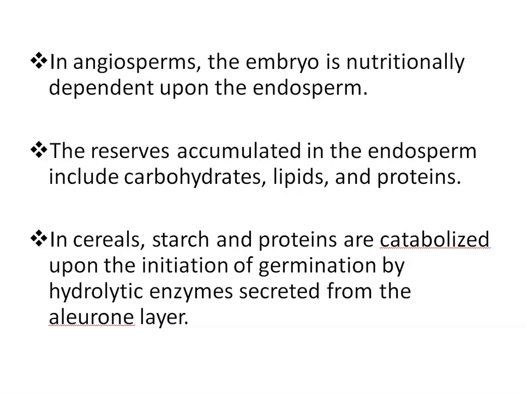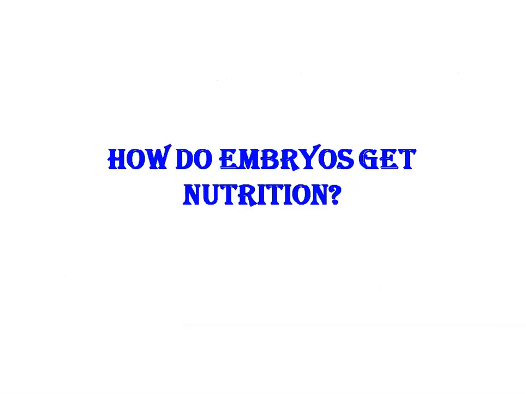In cereals, starch and proteins are catabolized upon the initiation of germination by hydrolytic enzymes secreted from the aleurone layer. Next is, how do embryos get nutrition?